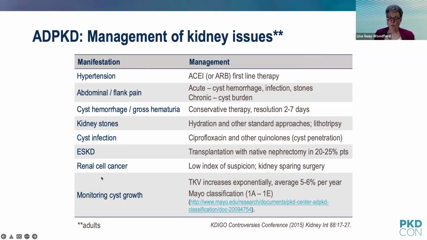There's a very low risk of renal cell cancer, and we have markers to identify when that might be a problem. And in more recent years, we've really learned how to monitor the progressive increase in size of the kidneys by monitoring cyst growth using a classification that was developed by investigators at the Mayo Clinic.